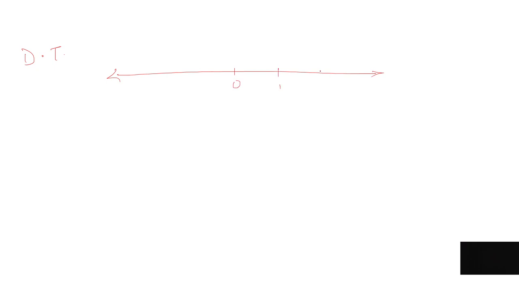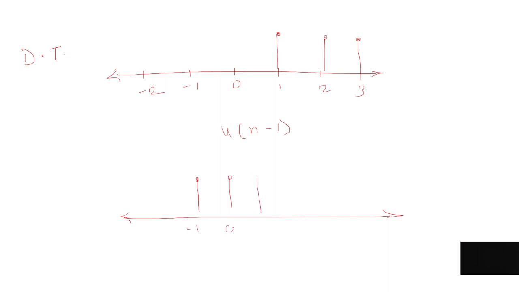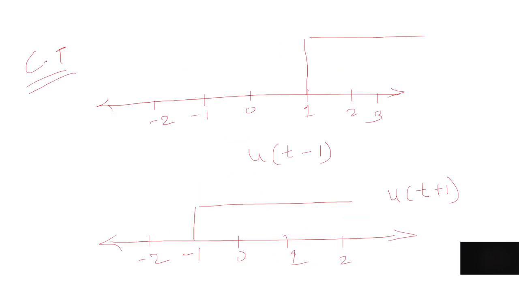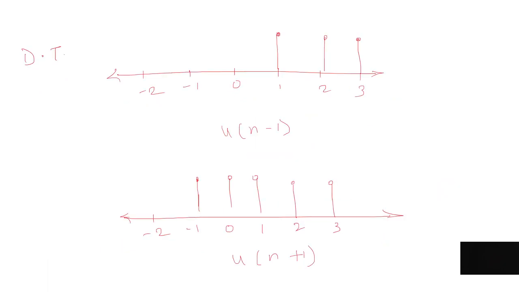This is 0, this is 1, 2, 3, minus 1, minus 2. If the impulse is starting from over here, then it will be u of n minus 1. And if it is starting from over here, that is minus 1, 0, 1, 2, 3, this is minus 2, at that time it will be u of n plus 1. Am I right? So this is in discrete time and that was in continuous time. I hope I am clear. Okay, then we need to see the exponential signals.